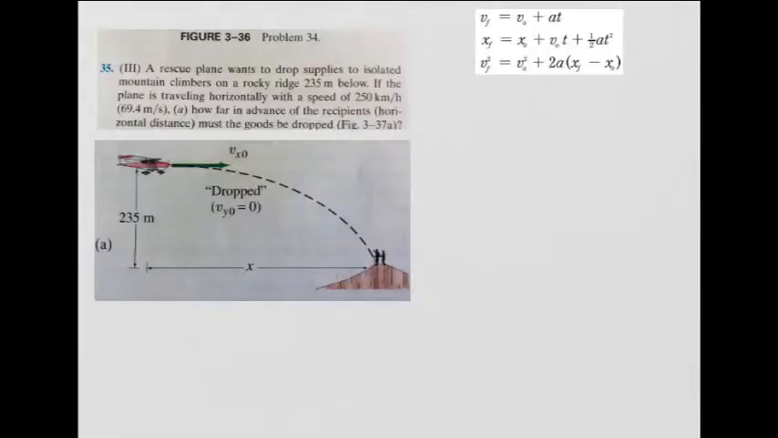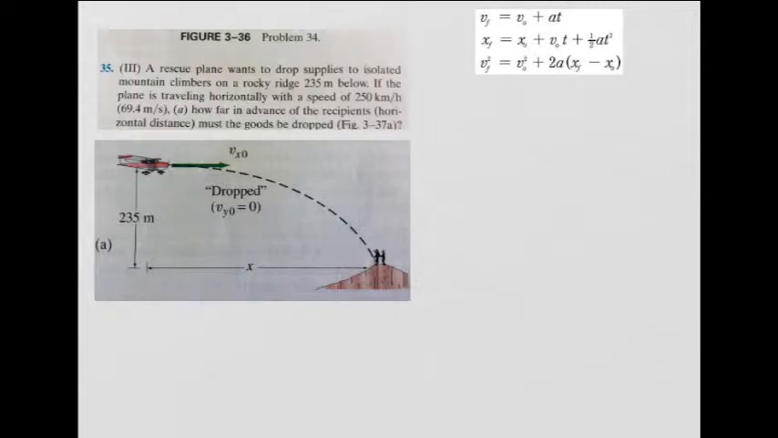Hello everybody, I'm Anthony, and today we'll be talking about this problem. The problem states: a rescue plane wants to drop supplies to isolated mountain climbers on a rocky ridge 235 meters below. If the plane is traveling horizontally with a speed of 250 kilometers per hour, or 69.4 meters per second, how far in advance of the recipient's horizontal distance must the goods be dropped?